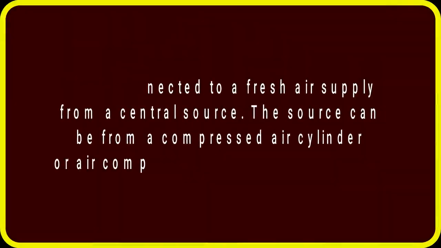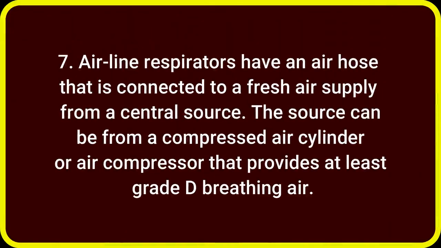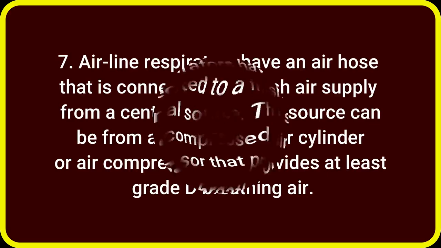Respirator type number 7, airline respirator. Airline respirators have an air hose that is connected to a fresh air supply from a central source. The source can be from a compressed air cylinder or air compressor that provides at least grade D breathing air.